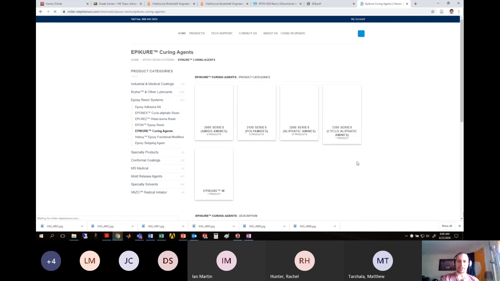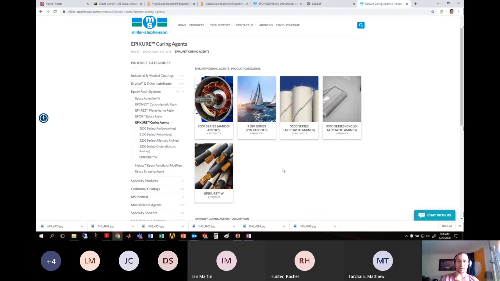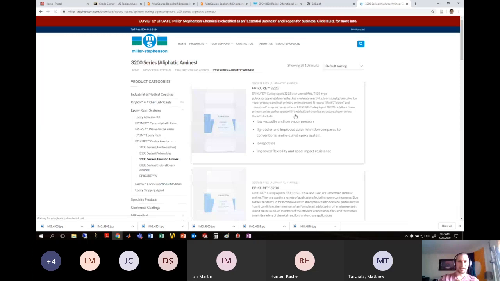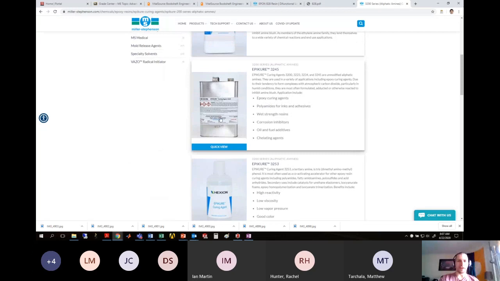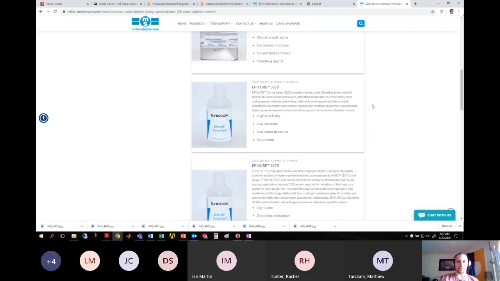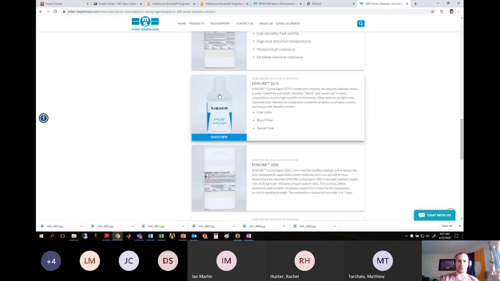So these Epicure curing agents, and there are a variety of them. I don't know, let's just click on any one of these. This has the most, so I guess we'll just click on this 3200 series. And again, you'll see a variety of different curing agents in liquid form available. It comes in kind of like these dangerous paint can looking things because that's kind of a dangerous chemical. Okay, so we can scroll our way down here and maybe click on one of these random guys. You can sort of see it in liquid form here.